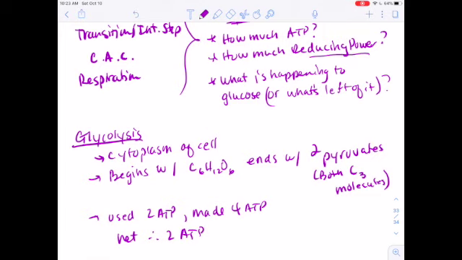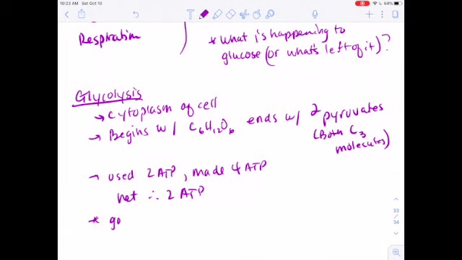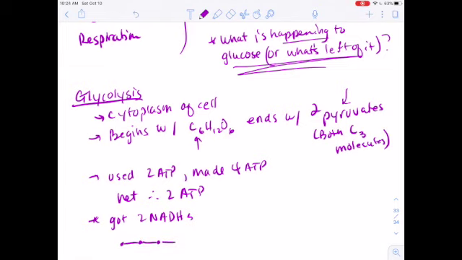How much reducing power? We got 2 NADHs. And what's happening to glucose, or what's left of it? Well, glucose started off as 1 6-carbon molecule, and now it's been broken down into 2 3-carbon molecules. So it's like we went from 1, 2, 3, 4, 5, 6 into 2 3-carbon molecules that have been oxidized a little bit, meaning they lost a little bit of hydrogen. That is glycolysis.